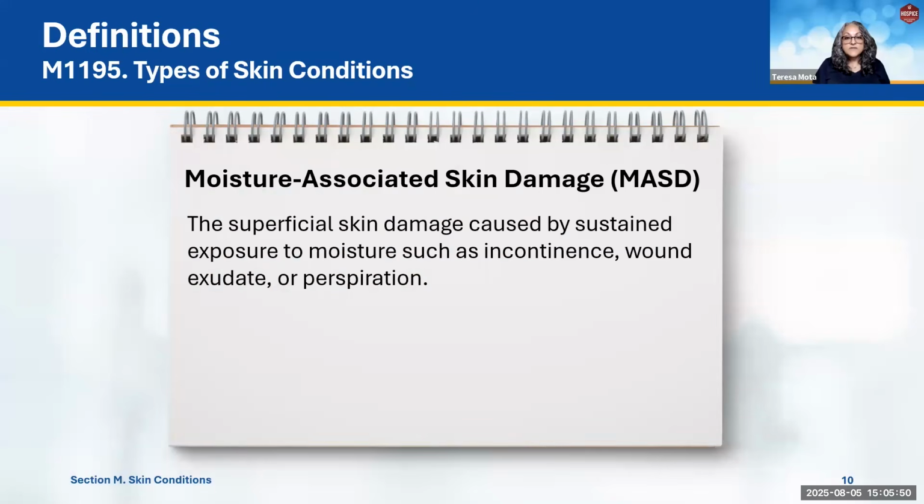The last type of skin condition I'll speak to is moisture-associated skin damage, or MASD. This is defined as superficial skin damage caused by sustained exposure to moisture, such as incontinence, wound exudate, or perspiration, which is why you may have heard MASD referred to as other things such as maceration, incontinence-associated dermatitis, peri-wound moisture-associated dermatitis, and others.